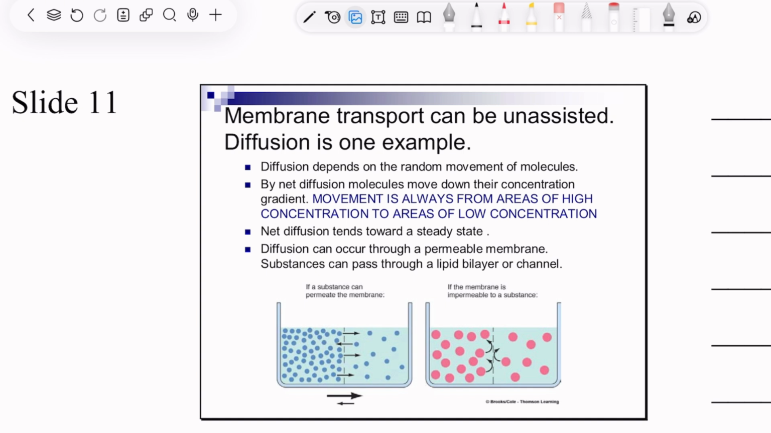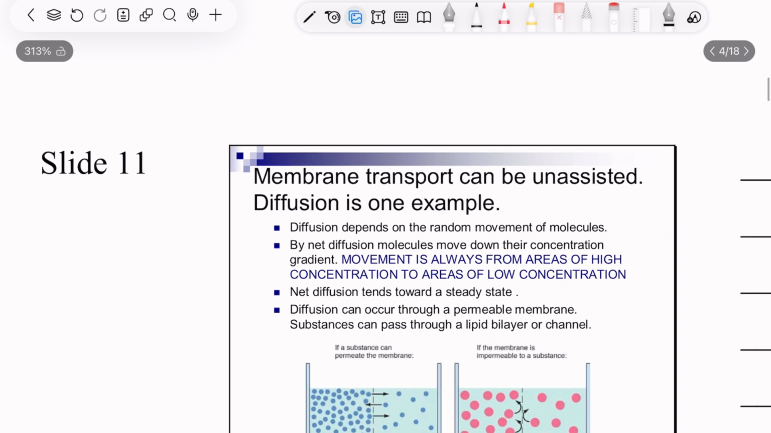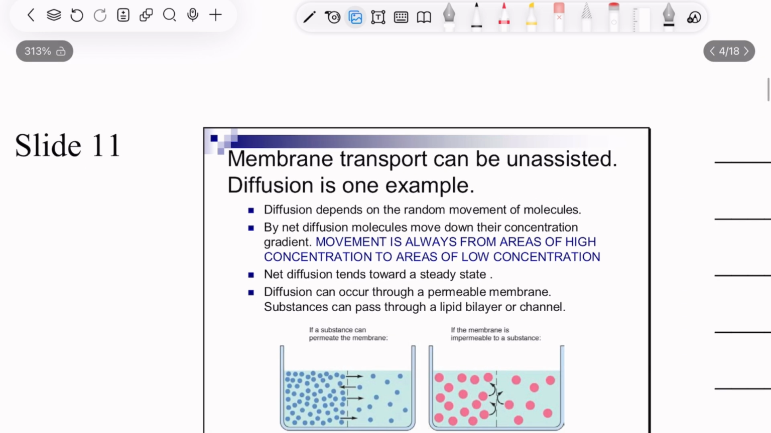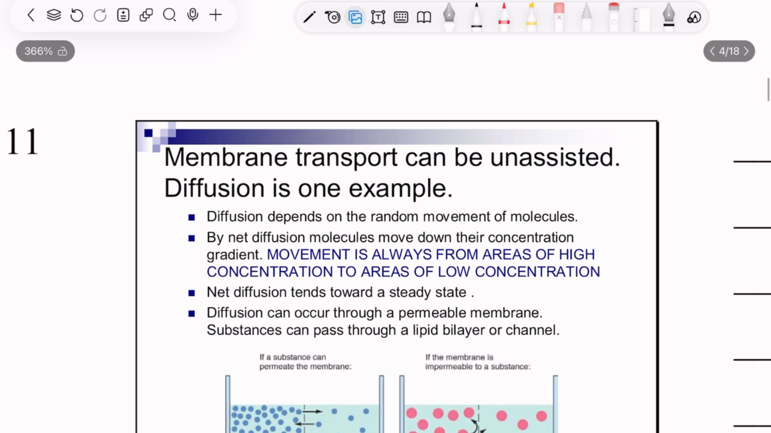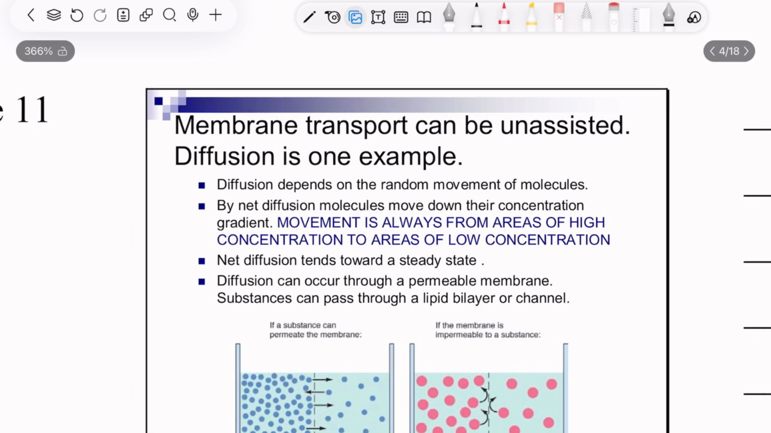bilayer or channel. So in a simple breakdown, what it's saying is that diffusion, by definition, refers to the movement of molecules from areas where they are high in concentration to areas where they are low in concentration. This happens naturally due to the random movement of molecules. Then, concentration gradient. What does that mean? Well, diffusion occurs because molecules want to spread out evenly. So if there are more molecules in one side of the membrane, they will move toward the side with fewer molecules. Net diffusion. So is there a difference?